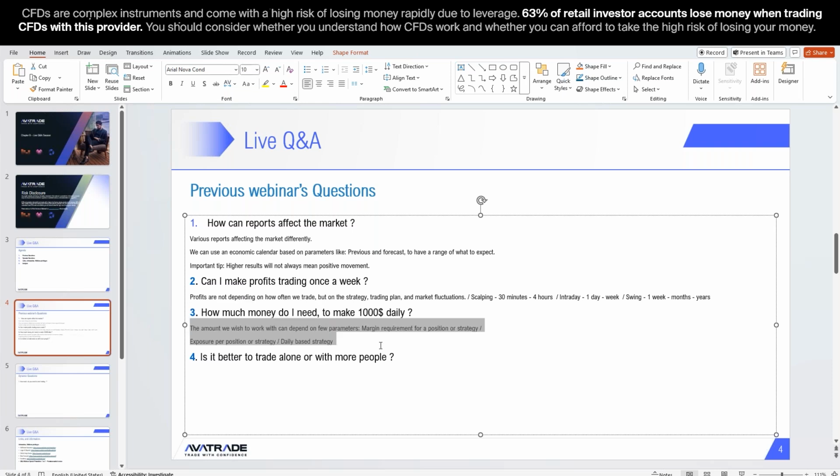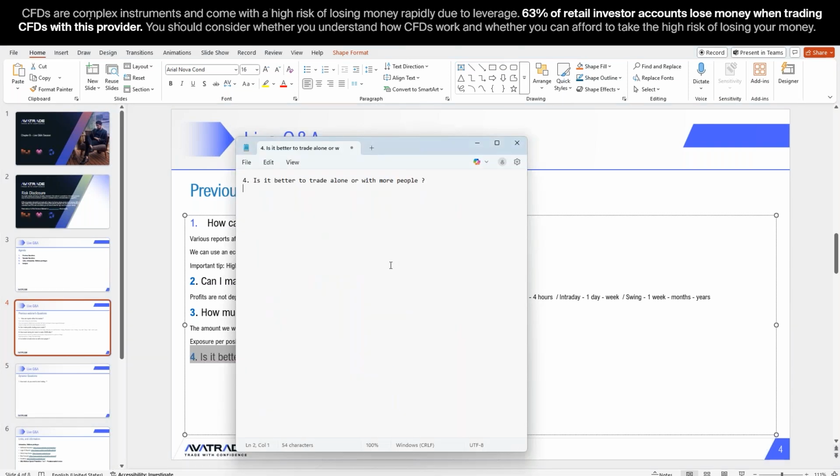Okay. Last question is it better to trade alone or with more people? Well, for this one, we don't really need a chart. I'm just going to write the answer here with pros and cons. So we've got pros. We actually don't really need that. I'm simply going to say my opinion about that.